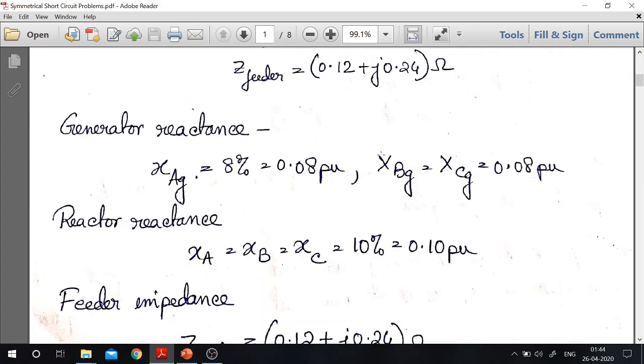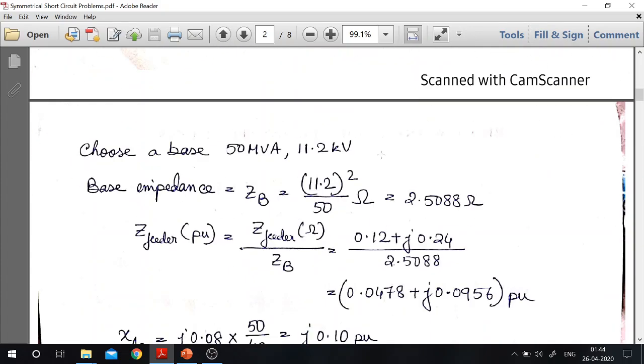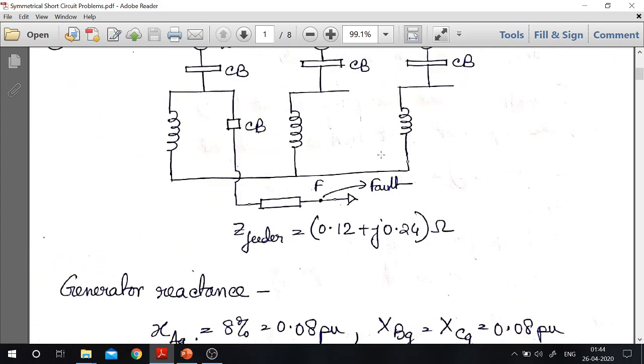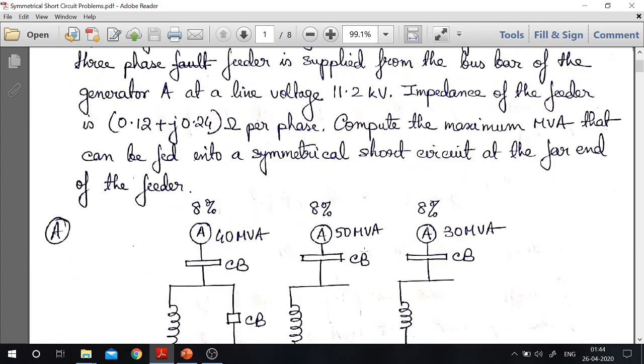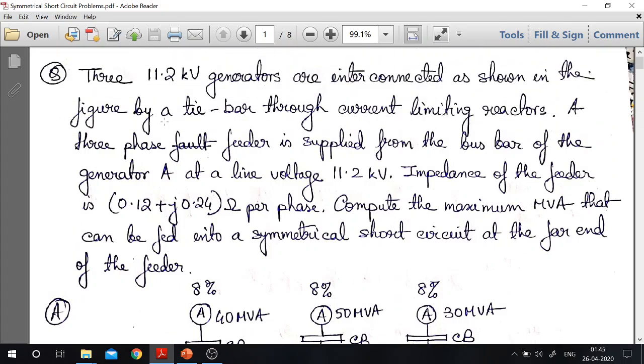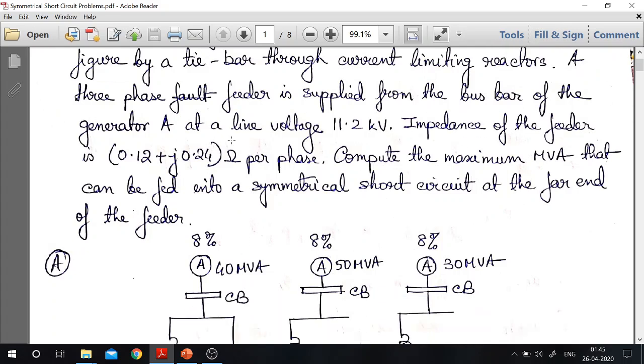Yes, consider this to be generator B and generator C. I have written all A's. It cannot be all A's. So this is the generator A, this is B, and this is C. Keep that in mind. Three-phase feeder is supplied from the bus bar of generator A at line voltage of 11.2 kV. Impedance of the feeder is 0.12 plus J 0.24 ohm per phase.